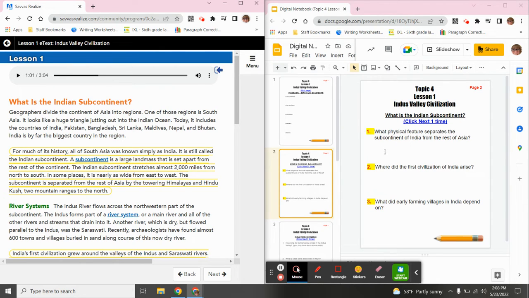This is a quiz question. If you look, all 3 questions on page 2 are quiz questions. So number 1 goes with this circled yellow text. What physical feature separates the subcontinent of India from the rest of Asia? Take a minute and get that answer now.